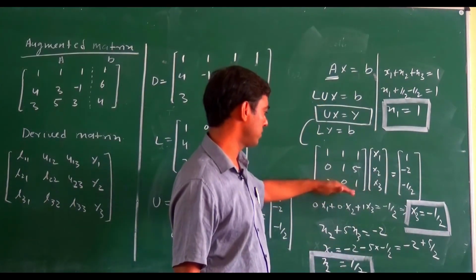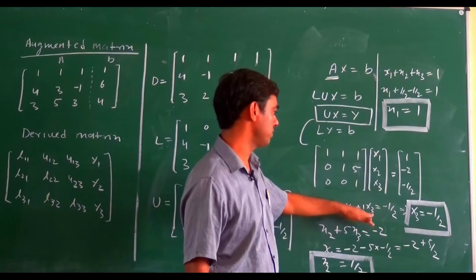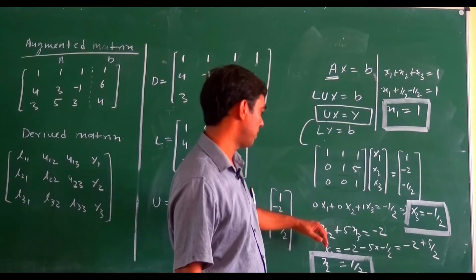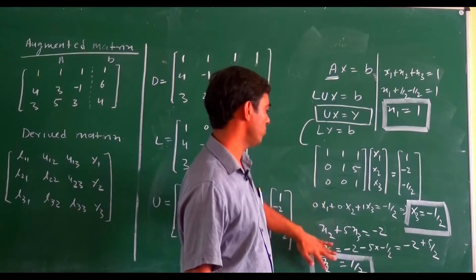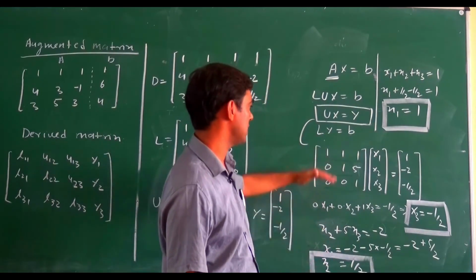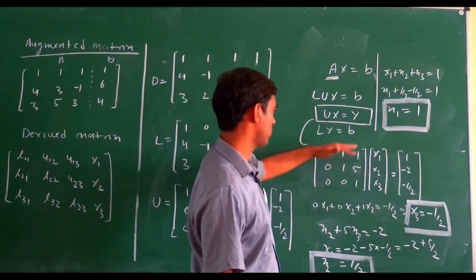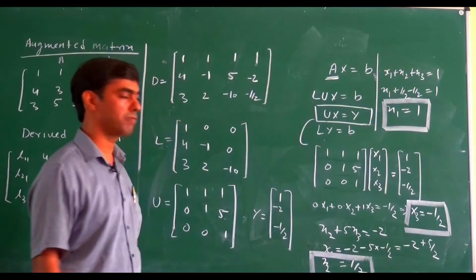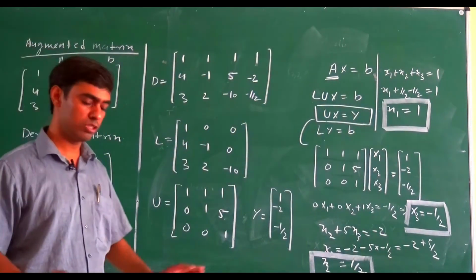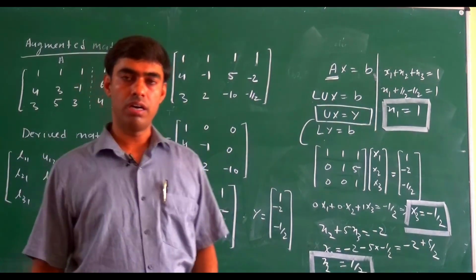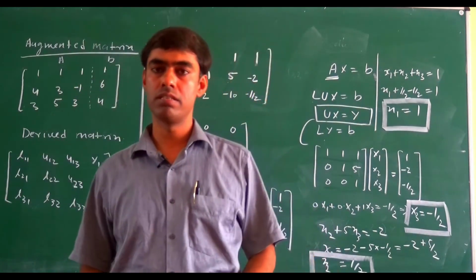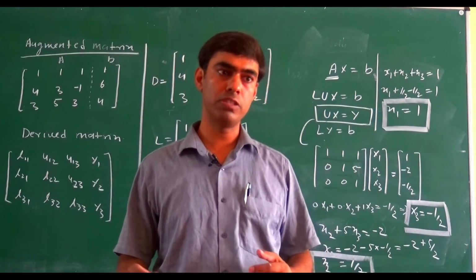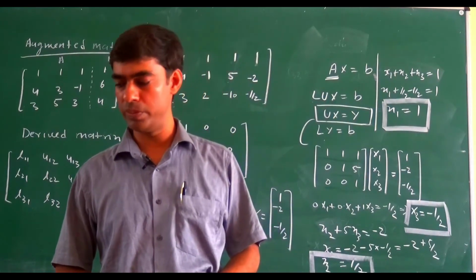Then by backward substitution, if we multiply the last row by this column, we find the value of x3. The second row by this column gives the value of x2. Then using the values of x2 and x3, the first row by this column gives x1 plus x2 plus x3 equal to 1, so we find x1 equal to 1. This is the procedure: with the help of a derived matrix, using Crout's method, we solve a system of linear equations.